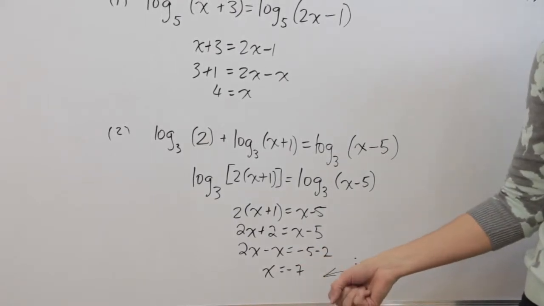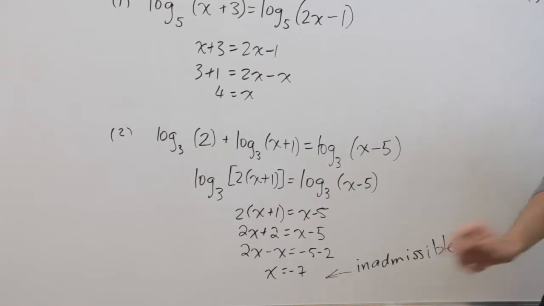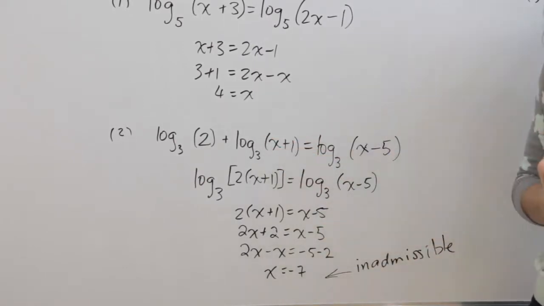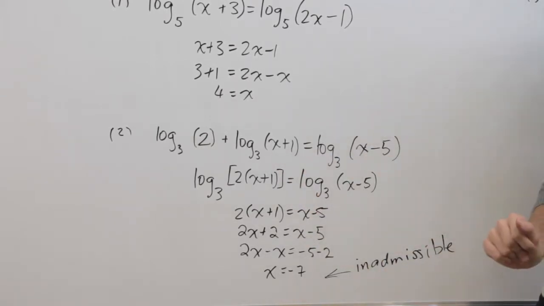We have to check our answer. If I go back to the beginning and I try plugging -7 into either one of these, you'll notice I get negative arguments, and that's not okay. We don't want that. Here I'm going to get -6, here I'm going to get -12.